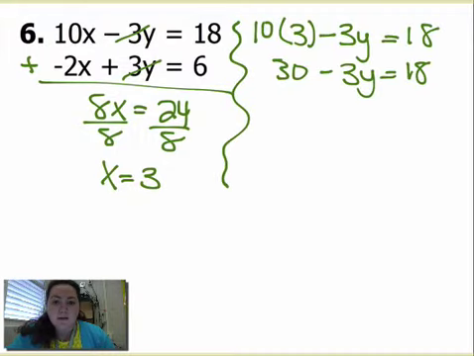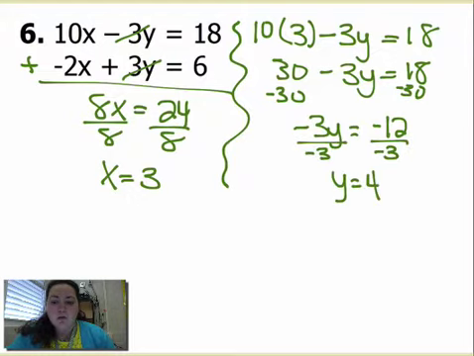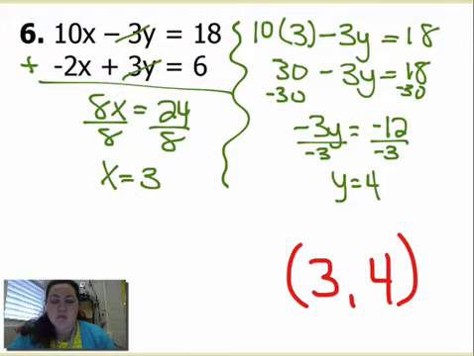Then I'm going to plug in the 3 into one of the equations for x. So I get 30 minus 3y equals 18. Move the 30 over, I get negative 3y equals negative 12. So y equals 4, and my solution is 3, 4.